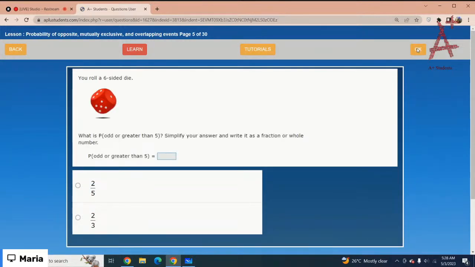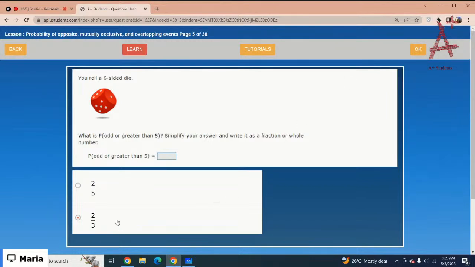You roll a six-sided die. What is the probability of getting odd or the probability of greater than 5? Greater than 5, you have just 6. And the odd ones are the ones that do not divide by the 2. So 1, 3, and 5 are the odd numbers. It would be 4 over 6. You have 4 options. So when you divide it by the common number, it would be 2 over 3. The correct option is 2 over 3.